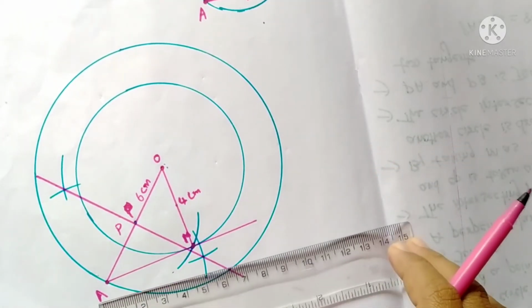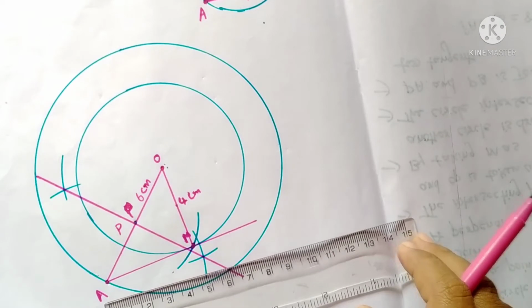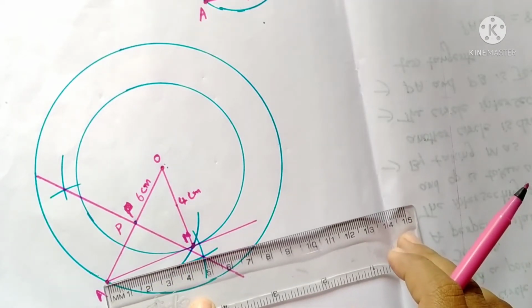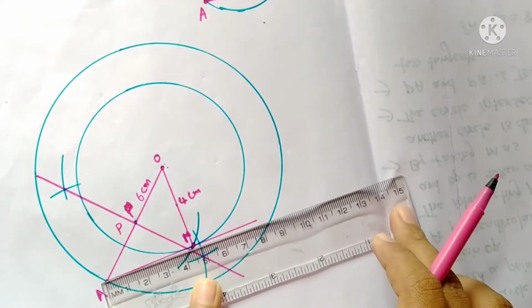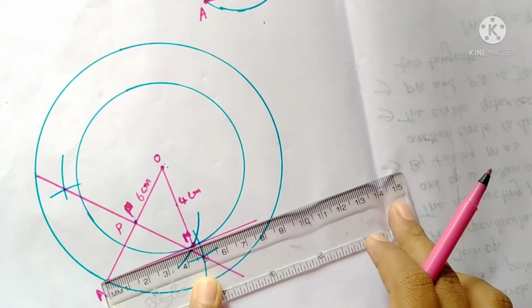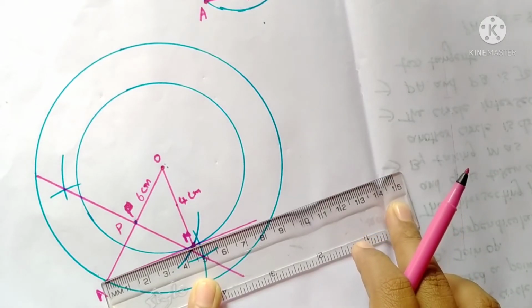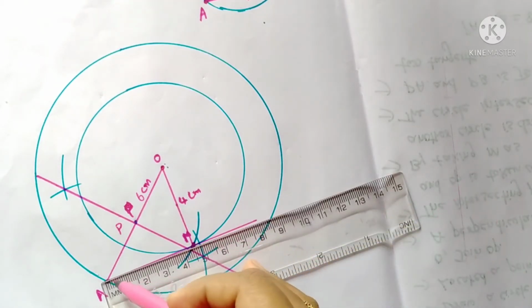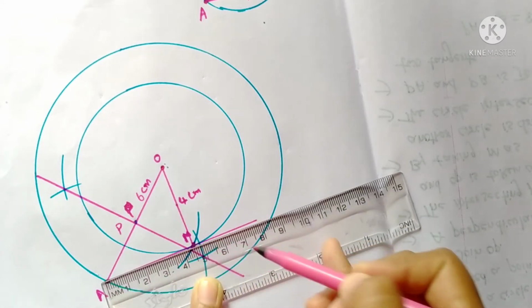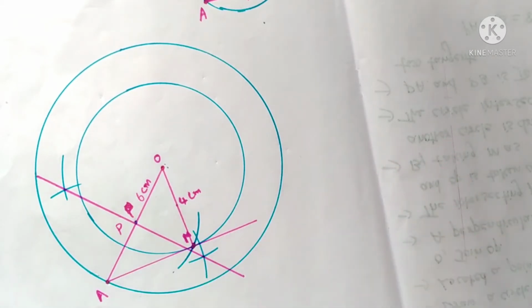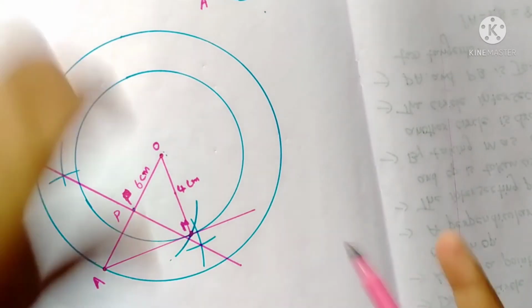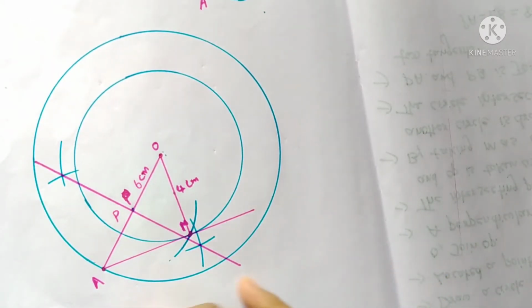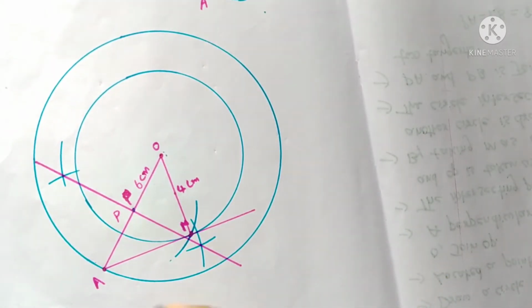In the question they are asking to measure its length. So if we measure, from here to here, this is 4.5. So by measuring, the length of the tangent AM is 4.5.